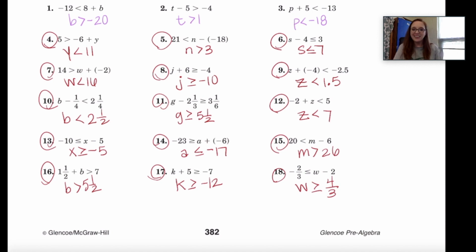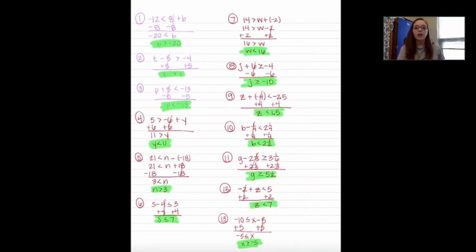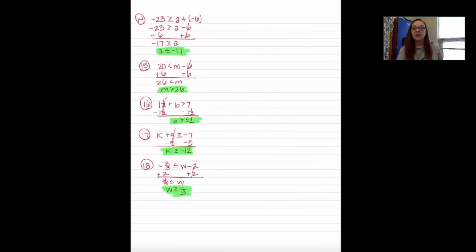Okay, welcome back. So here are the answers for 4 through 18. Make sure you've got these answers written down on this paper. Pause the video to get that down. And then here is the work so that you can check over. So this is for 4 through 13. Pause the video. And then 14 through 18. Make sure that you've got these solutions.